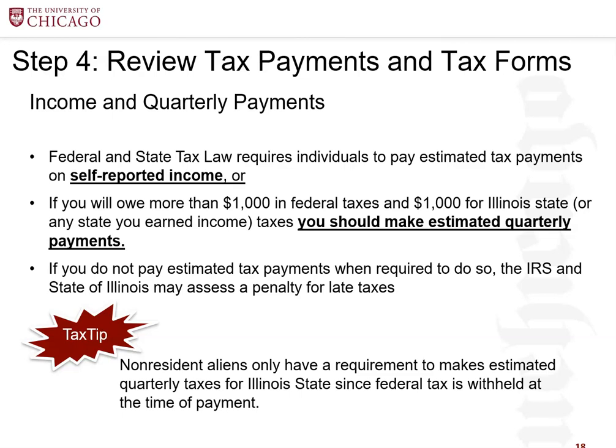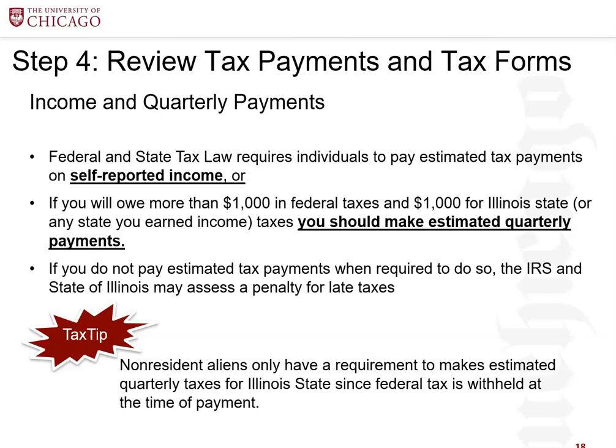Now we'll talk about income and quarterly estimated tax payments. So federal and state law does require that you make an estimated tax payment on all self-reported income, or if you will owe more than $1,000 in federal tax and $1,000 for Illinois state tax. And we'll talk about how to calculate those amounts in a little bit.